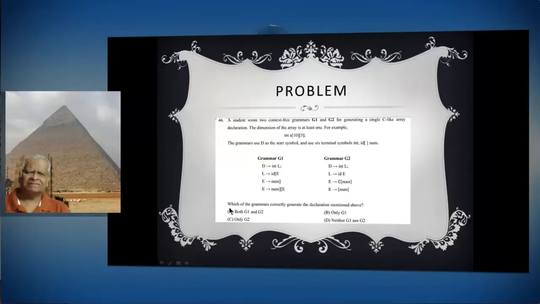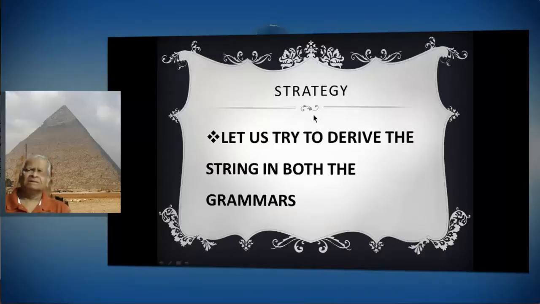There are 4 choices, A, B, C, and D. Only G1, only G2, both G1 and G2, neither G1 nor G2. It's a multiple choice question. The examiner has guaranteed 3 answers are wrong and 1 answer alone is correct. So if we eliminate the wrong answers, what is left is the correct answer. The strategy we'll follow is to try to derive the string in both the grammars.